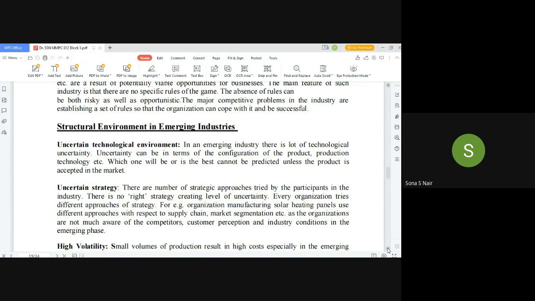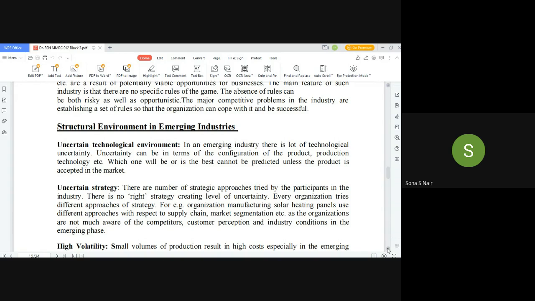Once an industry is established, norms are established in the industry as to how they are going to price their products, how they are going to compete with each other, how the production is going to take place, what are the processes, what is the technology which is going to be used. All that is there in established industries.